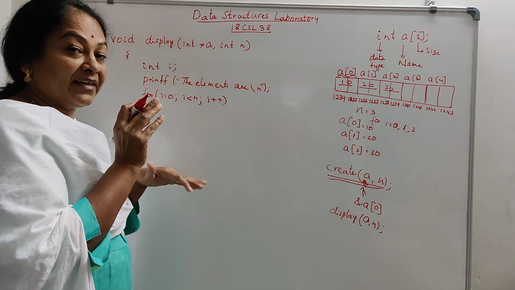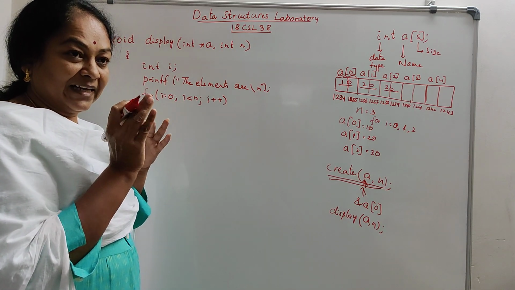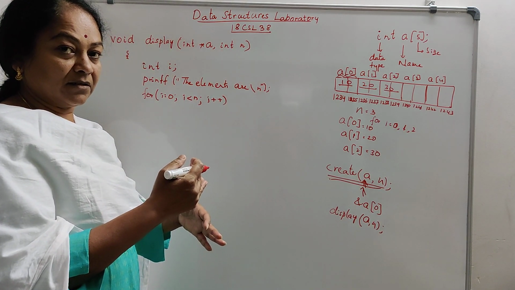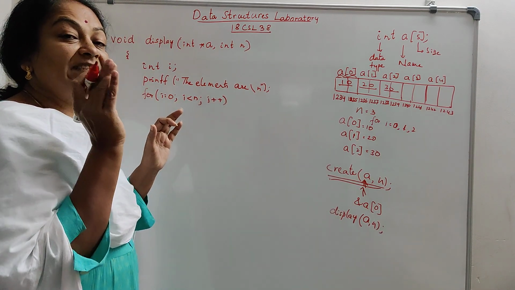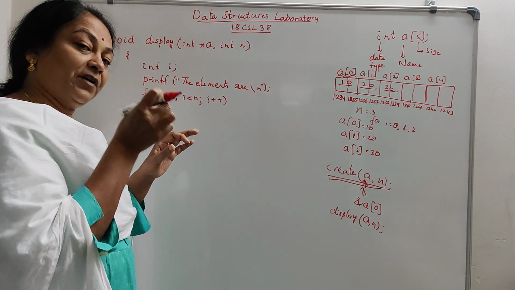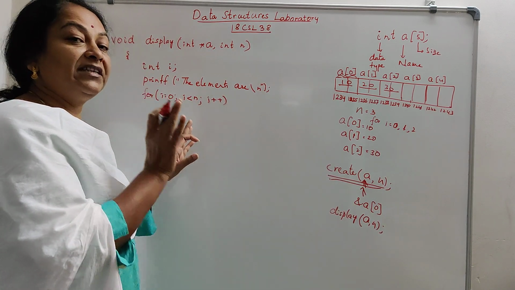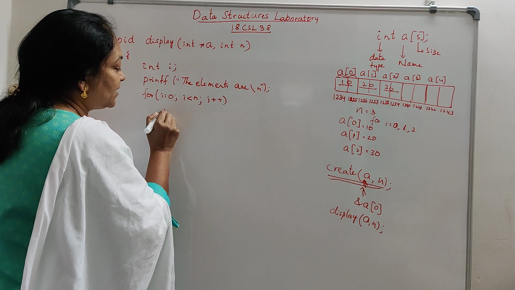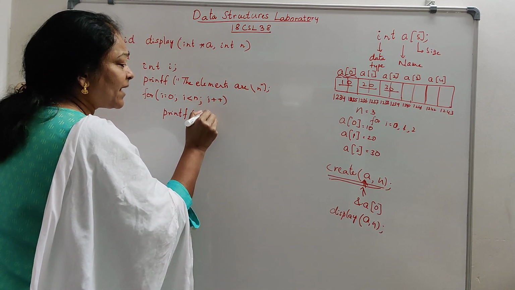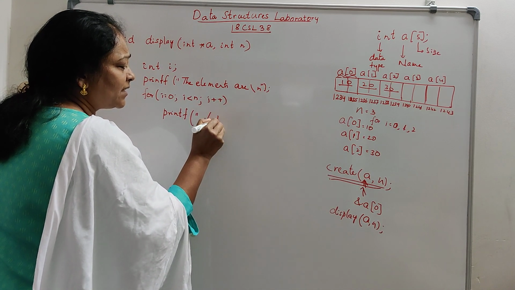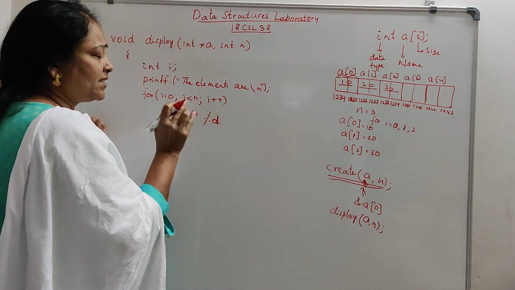Now we are displaying. In the previous function, we had read all the elements into the memory locations which we reserved. And here we are going to access all the elements from the locations and we are going to display them. So we need to have the printf statement, printf, and the placeholder, because the element is an integer, this is the %d.